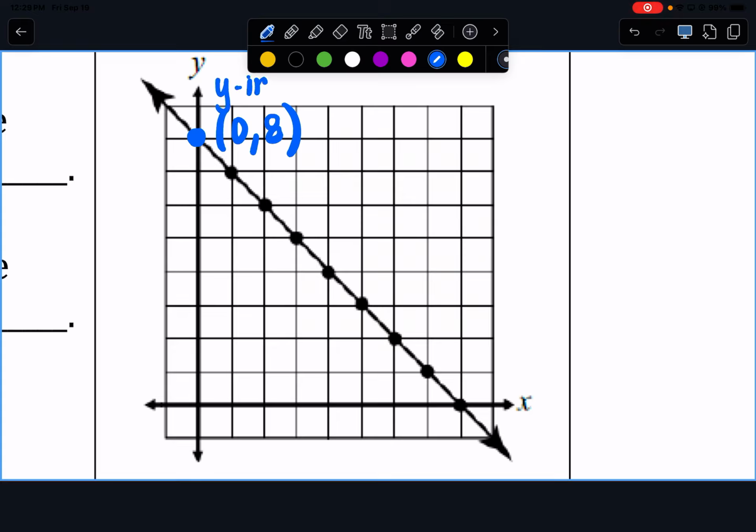That is our Y-intercept. E for Jesus. Okay.